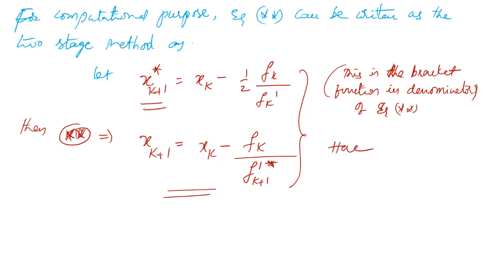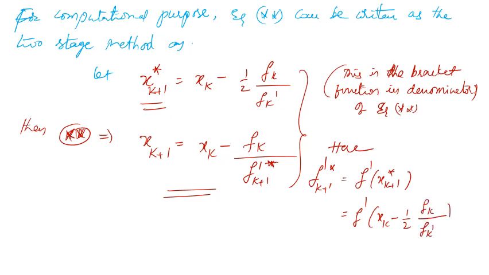Here, once again, fk plus 1 dash star means f dash of xk plus 1 star. What is xk plus 1 star? It is xk minus 1 by 2 fk by fk dash, which is the denominator of equation double star. This is the idea. So always first find xk plus 1 star, this is the first step, then find the original root xk plus 1. This is the multi-point iteration method.